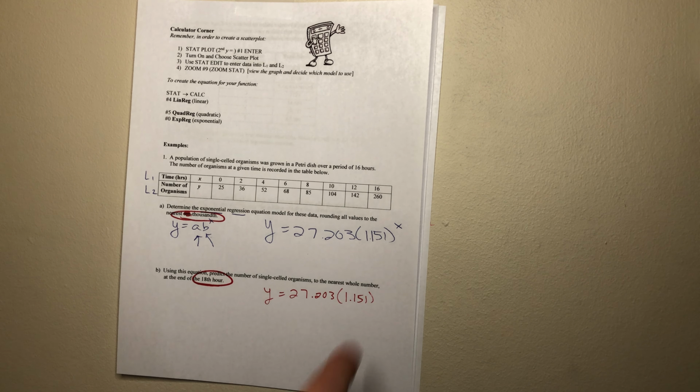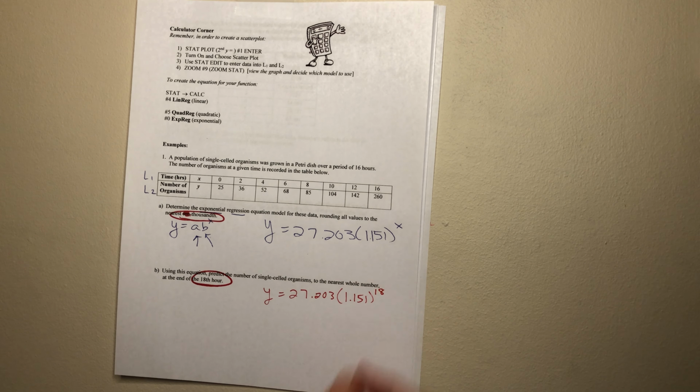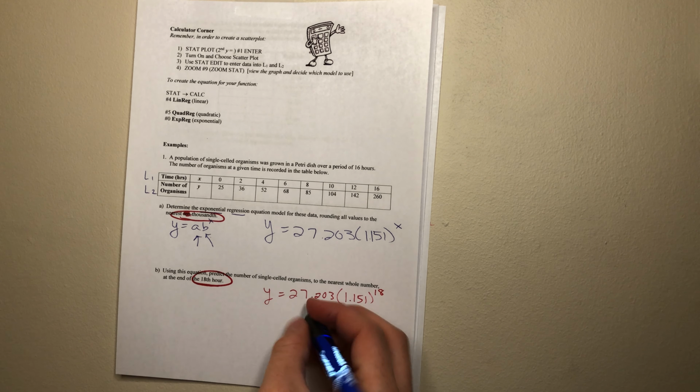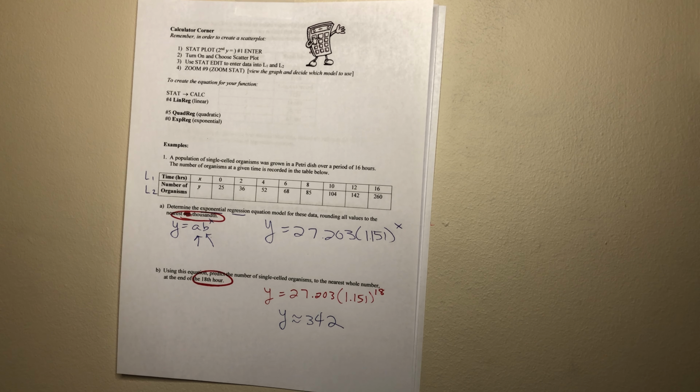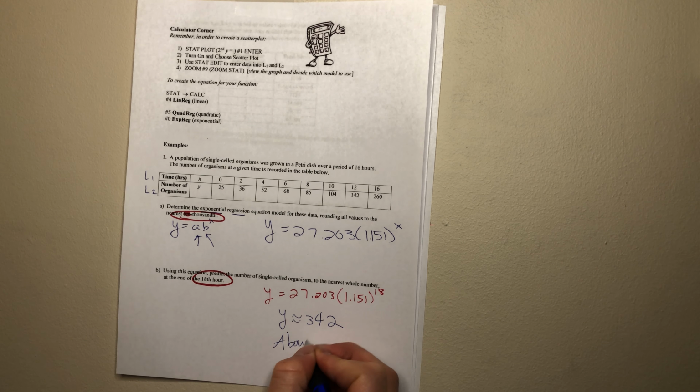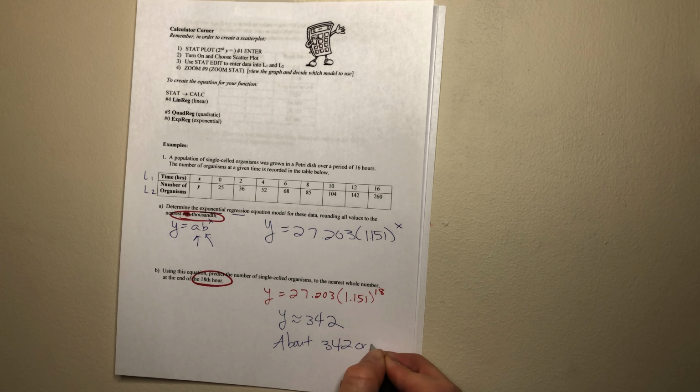All right, good. So we're going to raise that to the 18th exponent, and we are going to plug that into our calculator, and we get approximately 342 if we round up. So approximately 342, and that is organisms. So about 342 organisms. And you could word that nicer and kind of write a whole statement out for that. But that's basically the answer there. All right, good. Let's turn the page.